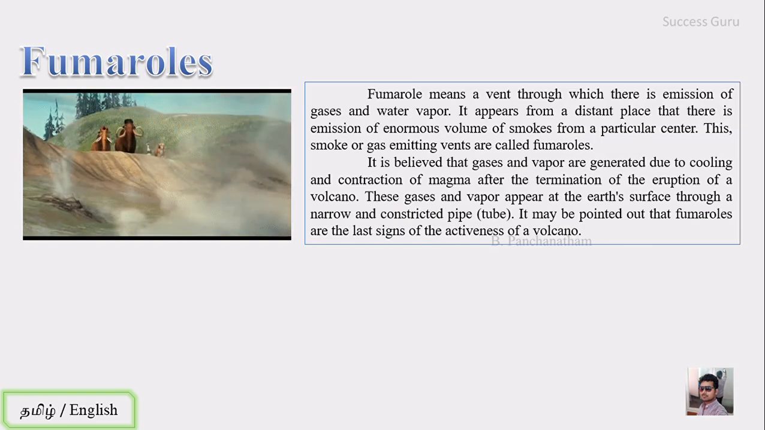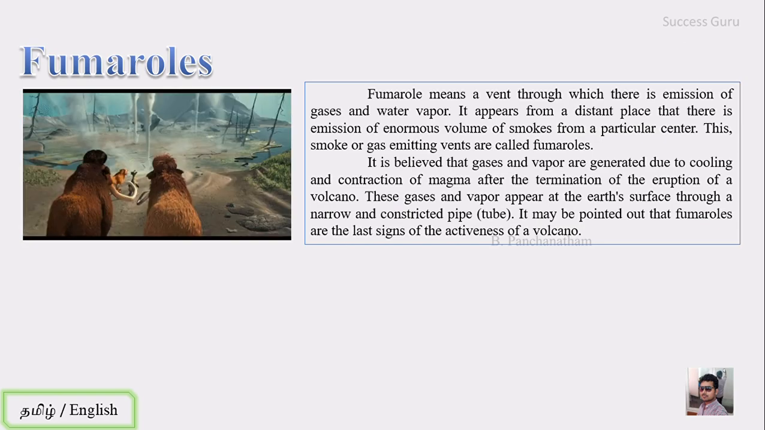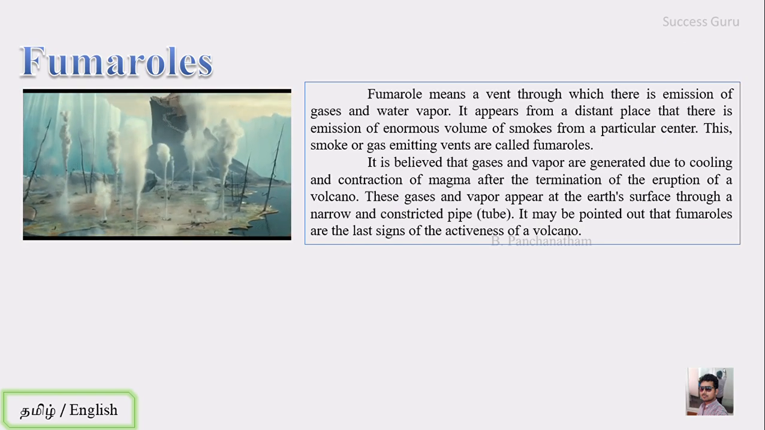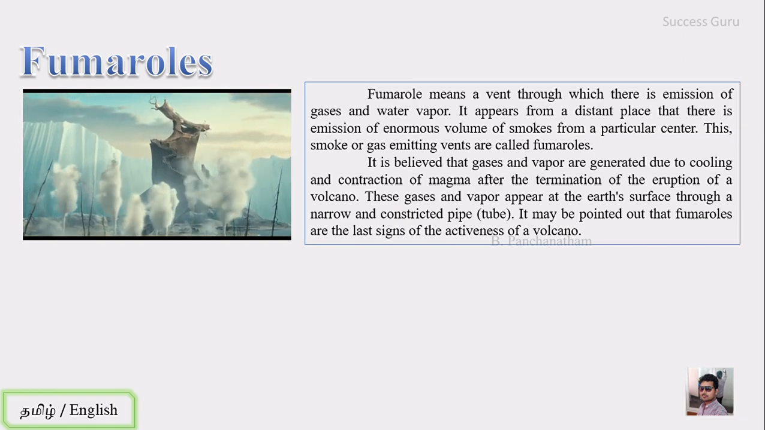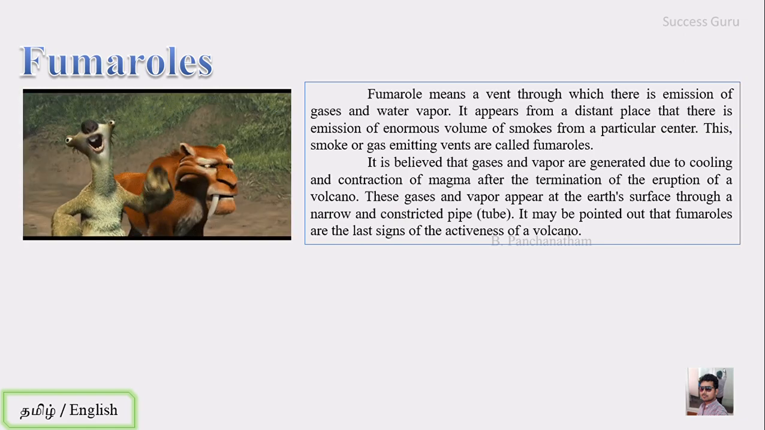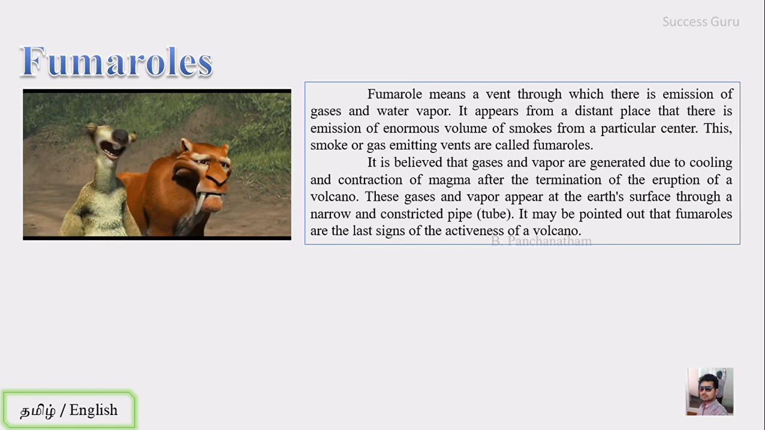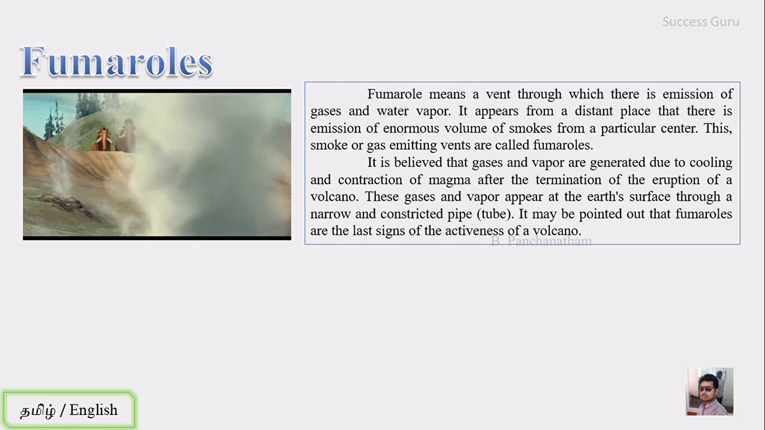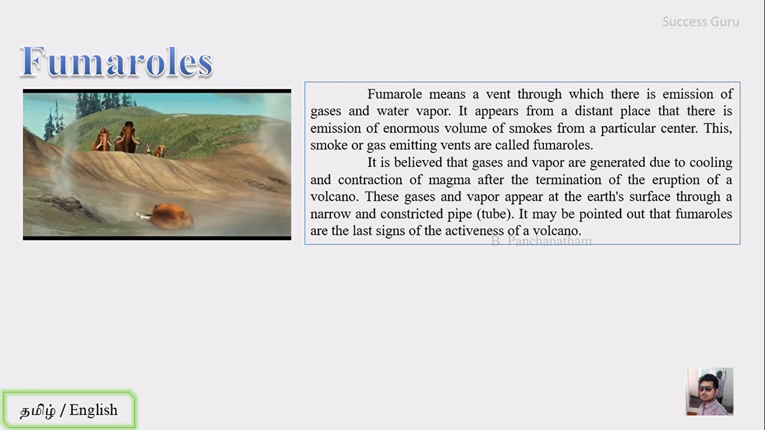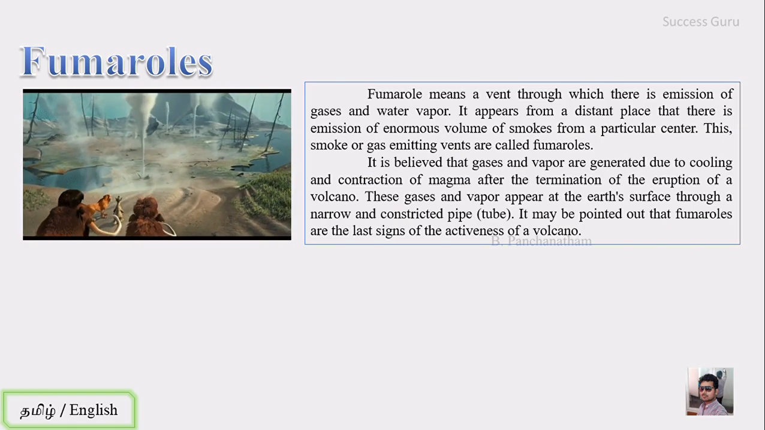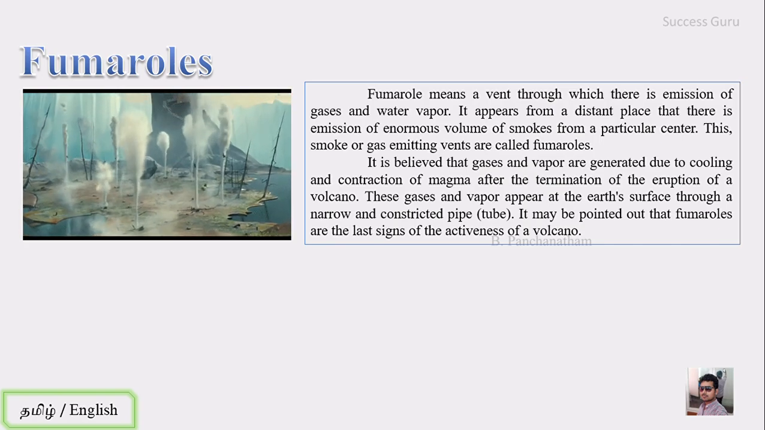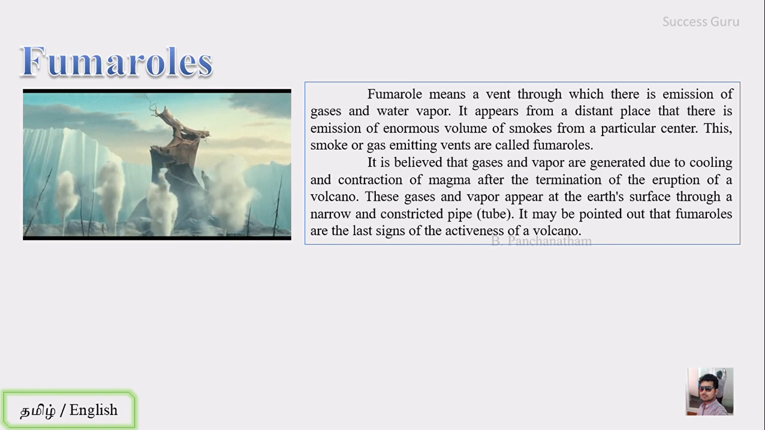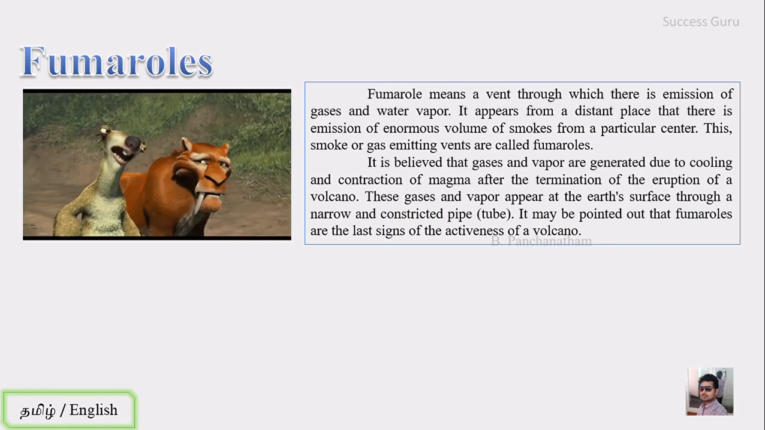So the vent from which the emission of gases takes place is called a fumarole. It is believed that the gases and vapors are generated due to cooling and contraction of magma after the termination of an eruption of a volcano. So this happens near or around a volcanic region, and these gases and water vapors appear at the earth's surface through a narrow and constricted pipe. It may be pointed out that fumaroles are the last sign of activeness of a volcano. So when there is a presence of fumaroles, it indicates the volcano is in an active stage. Okay.